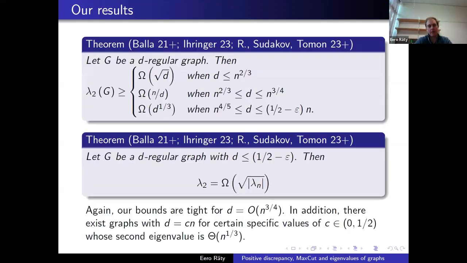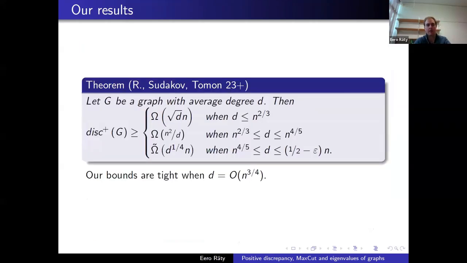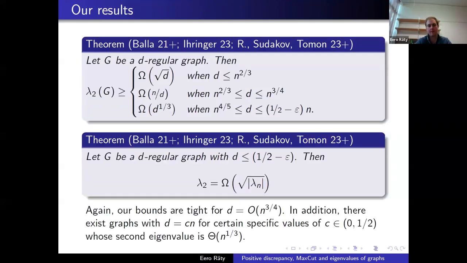Regarding the second eigenvalue, we get towards the end slightly better bounds. I should mention that similar results have been proved quite recently by some others. So basically we get this root d and n over d in the same intervals, and then instead of d to the 1/4 n, I should also mention there is a hidden log n factor dividing this quantity in the bound, which I removed just to make it a bit simpler. So we improved that to d to the 1/3 in this final range.